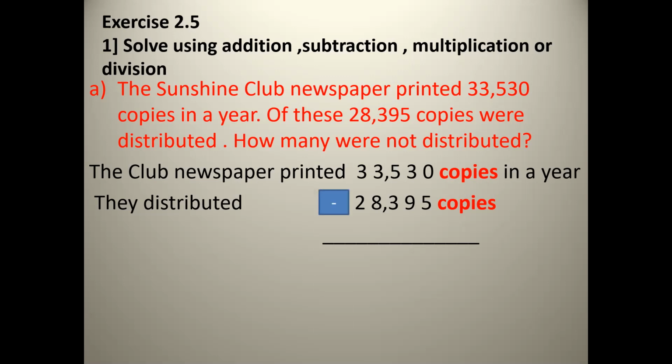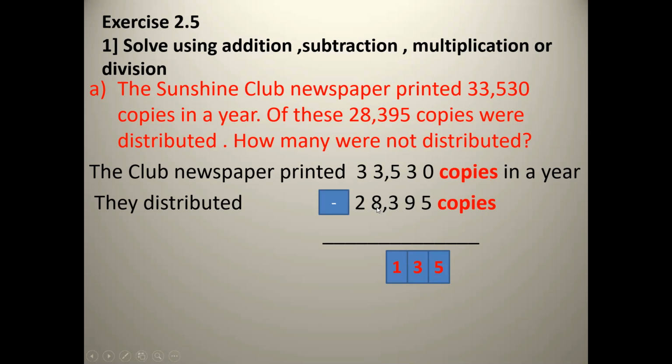Next, I start to solve. Take away 5 from 0, I cannot, so I borrow 1 from 3. 3 will be 2, and this 0 will be 10. Now you can subtract 5 from 10, it will be 5. Here 9, I cannot subtract 9 from 2. Because of that, I borrow 1 from 5. 5 will be 4, and this 2 will be 12. If you subtract 9 from 12, it will be 3. Now I can subtract 3 from 4, it will be 1.